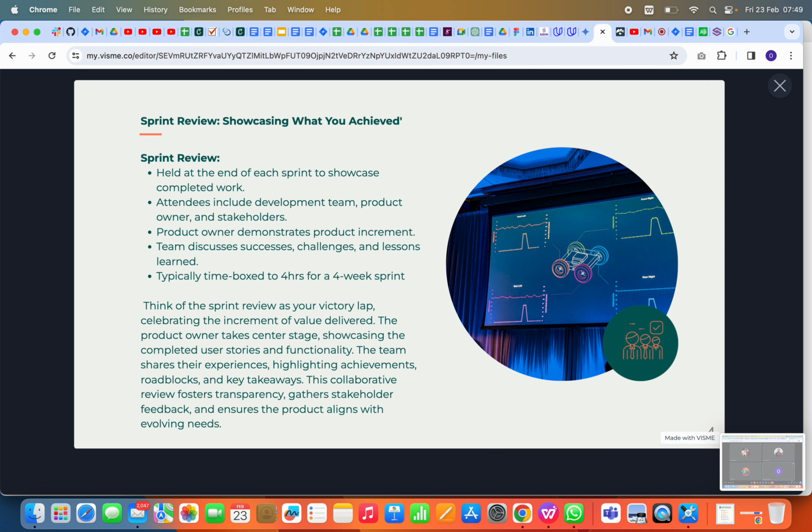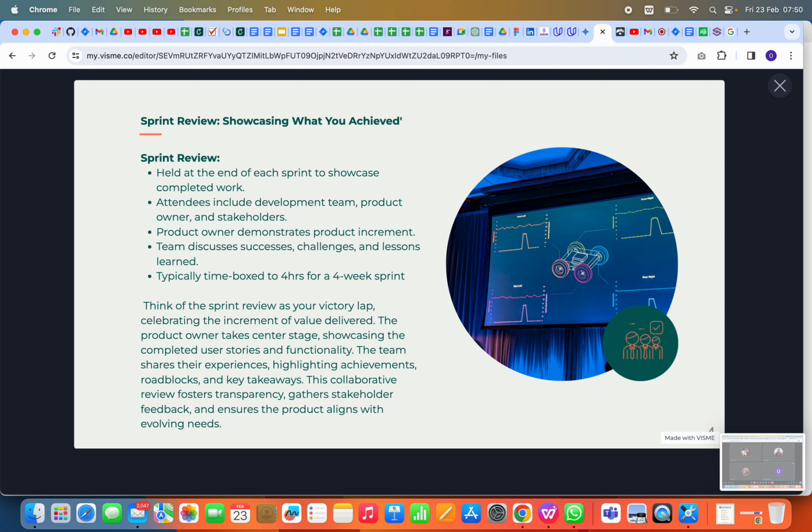It is typically time-boxed to 4 hours for a 4-week sprint. So if your sprint is 4 weeks, your sprint review should not be more than 4 hours. If your sprint is 2 weeks, it can be lesser. You can have 2 hours, depending on what you want to achieve. But it shouldn't be more than 4 hours for your sprint review.